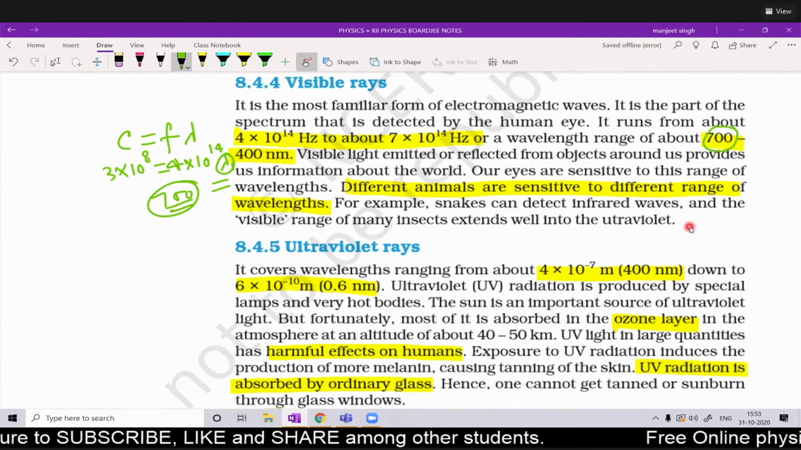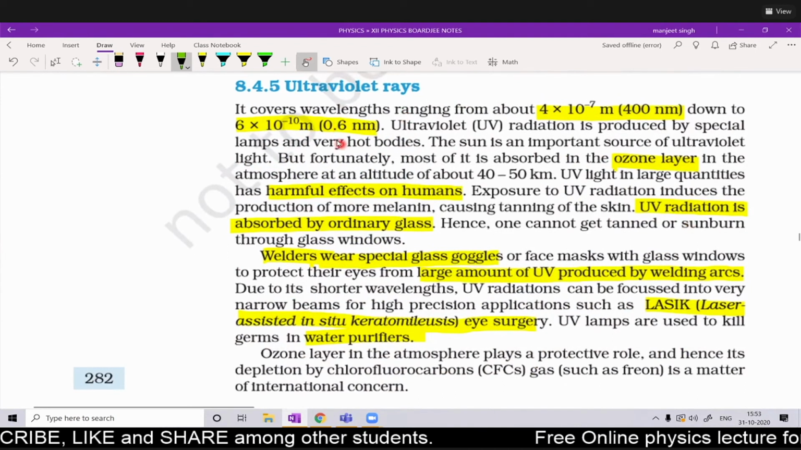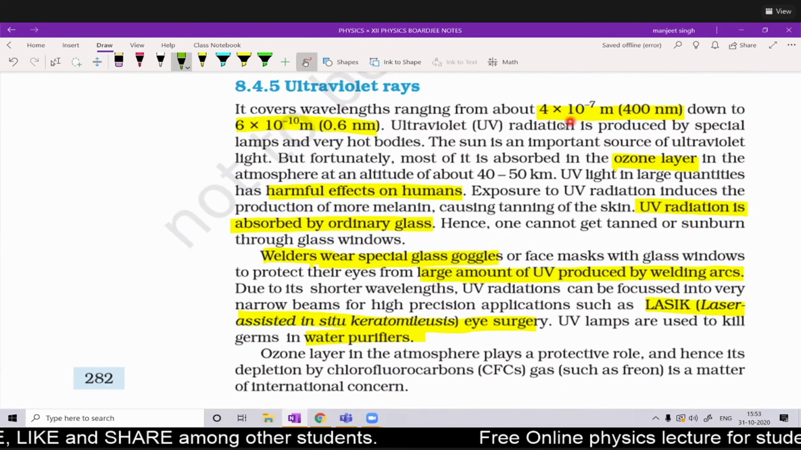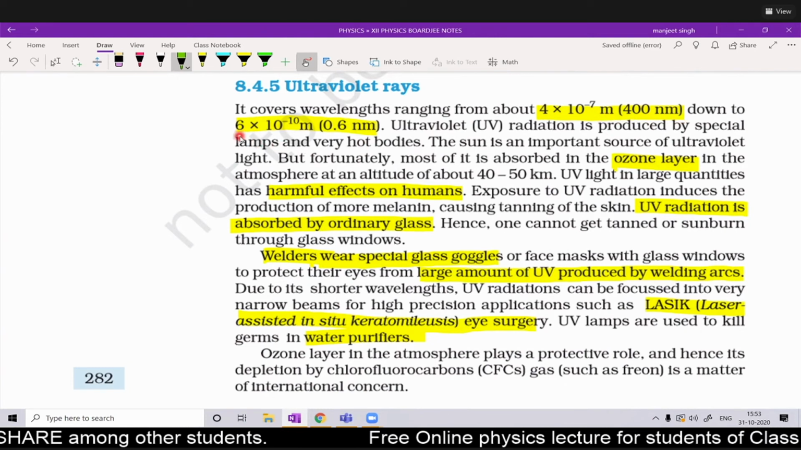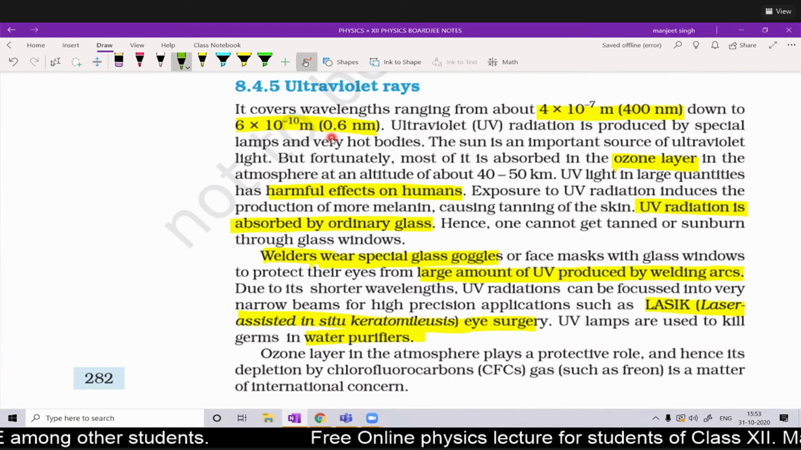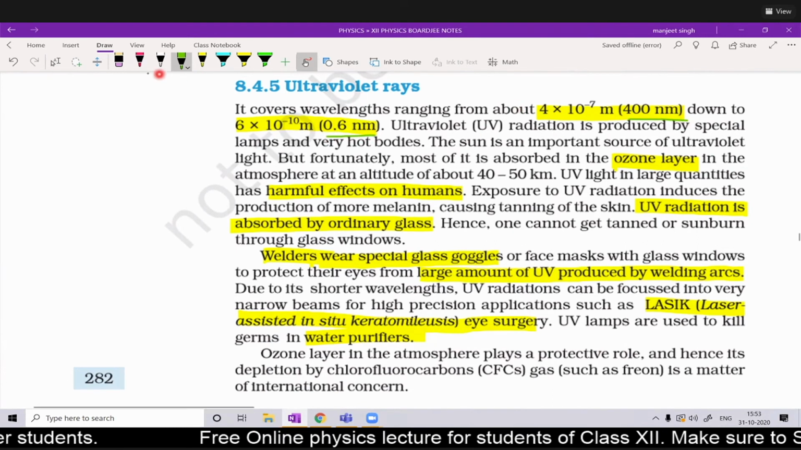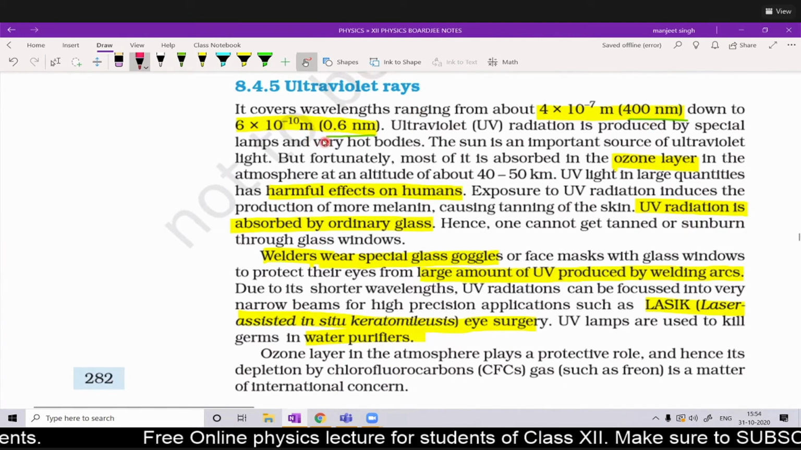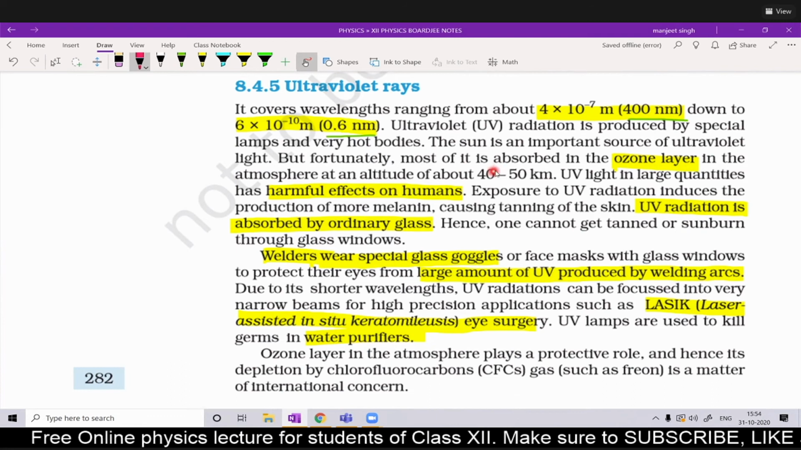What are ultraviolet rays? Let us see about the ultraviolet rays. They cover wavelengths ranging from 4 into 10 to the power minus 7 meter, that means 400 nanometer, down to 6 into 10 to the power minus 10 meter, that means 0.6 nanometer. The range extends from 400 nanometer to 0.6 nanometer.